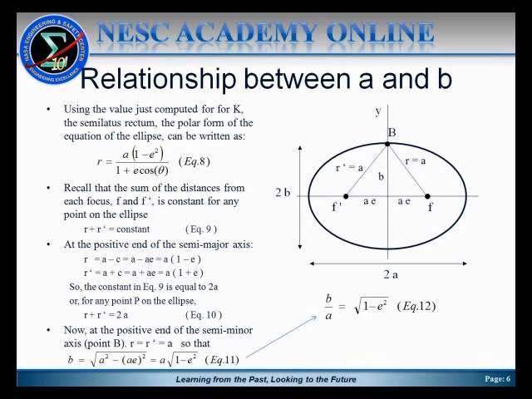And recall from the previous slide that the sum of the distances from each focus to any point in the ellipse is a constant. And so what that constant value in equation 9 is can be evaluated by looking again at the ends of the semi-major axis. At the far right, or positive end of the semi-major axis, r is equal to a minus c. And it's clear to see that since the value c is equal to ae, as shown in the diagram, a minus c is the same as a minus ae, or a times 1 minus e.